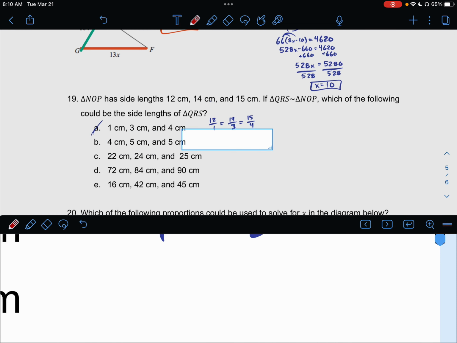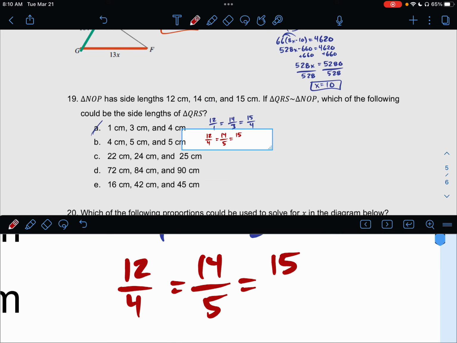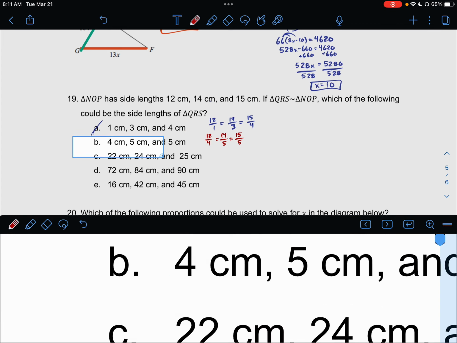So here I can do 12 over 4 equals 14 over 5 equals 15 over 5. Okay, so again, if I type this in the calculator, 12 over 4 is 3, 15 over 5 is 3, but 14 over 5 is 2.8. So 3, 3, and 2.8. So it's not this one.